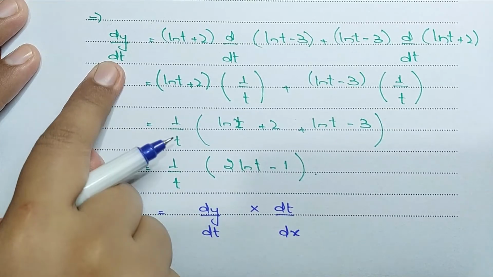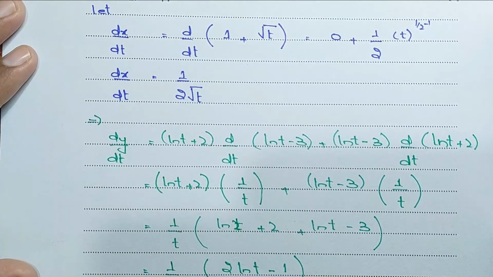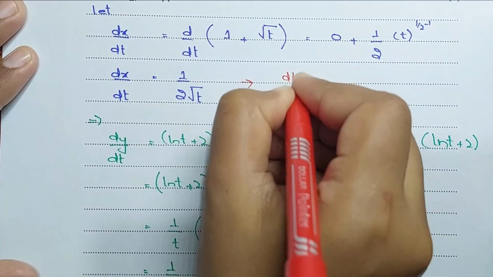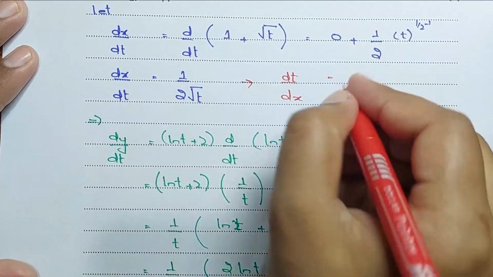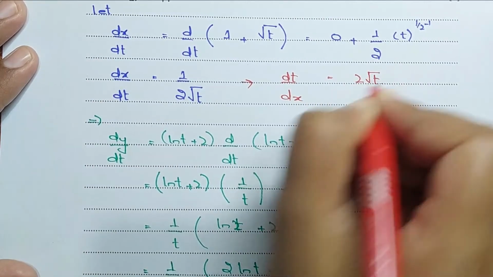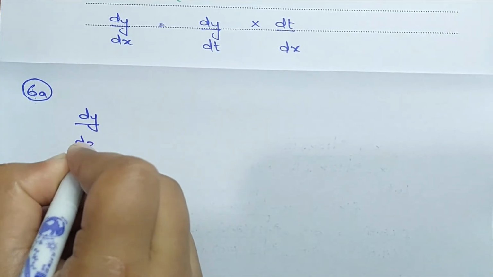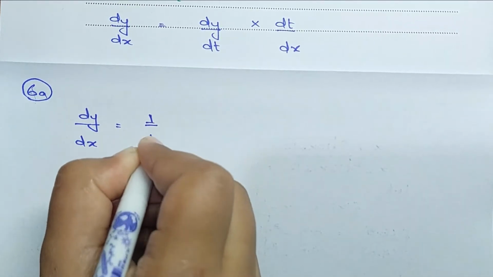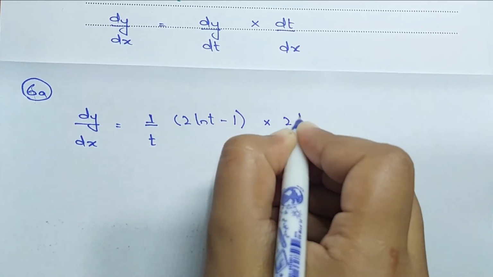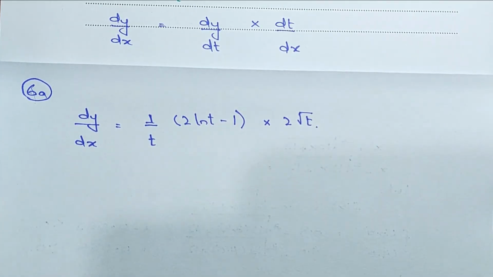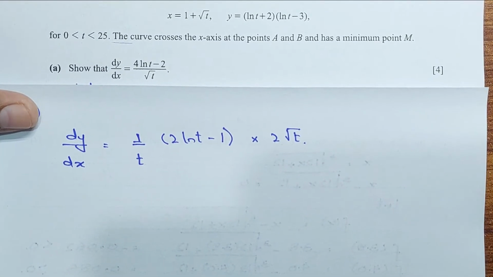We have dy over dt. dt over dx is basically the reciprocal of dx over dt. Let me show you. The reciprocal of this side would be 2 root t. Let me plug this in. Let me put all the values. dy over dx is 1 over t into 2 ln t minus 1, times 2 root t. Okay, we have to express the answer in terms of this. dy over dx should be equal to this.